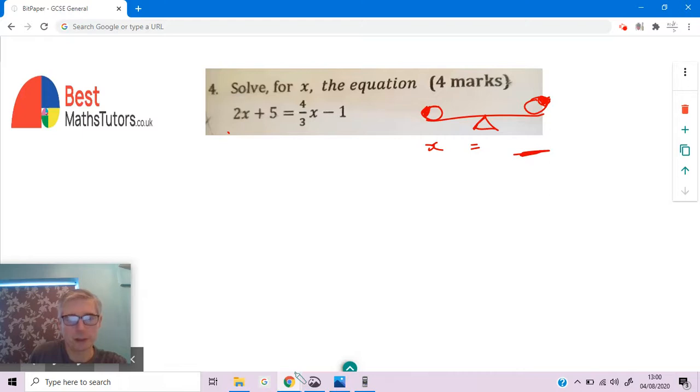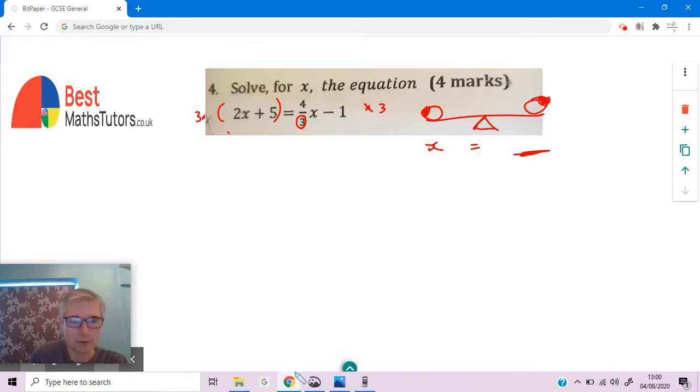So the first thing I'm going to target actually is this 3, just to make life a little bit easier. So I'm going to get rid of the 3 on the bottom. So the 3 is dividing the x there. So what I could do is I could just times both sides by 3. So times that side by 3 and times all of this side by 3. And what's important is to make sure that you times each part.